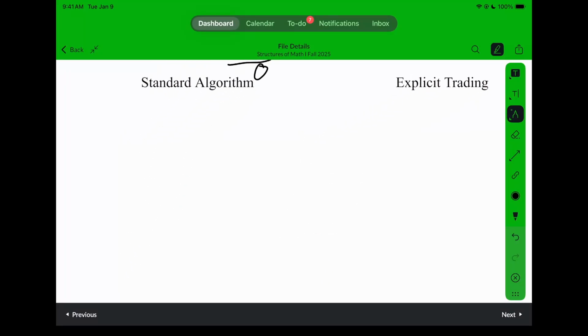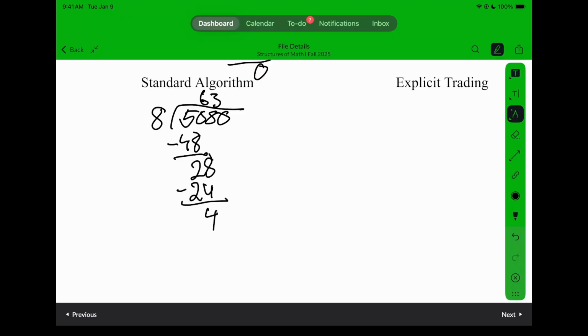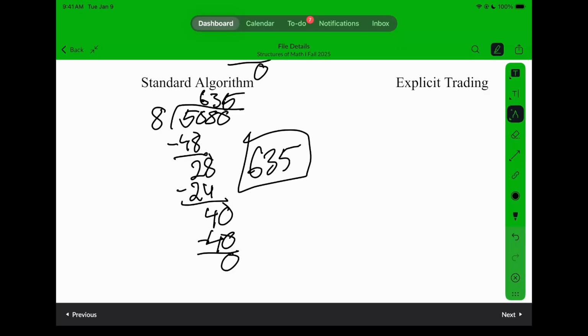Okay, standard algorithm. 8 can't go into 5. 8 can go into 50 6 times. That's 48. 28. 8 can go into that 3 times. 24. And then 5 is even. 8. And then that's your answer, 635.